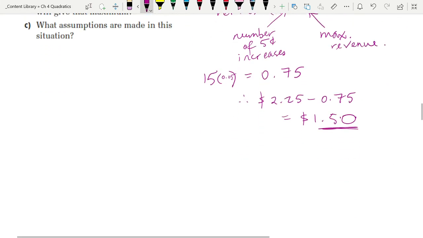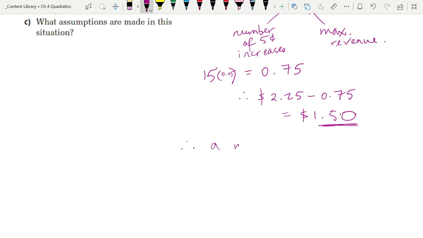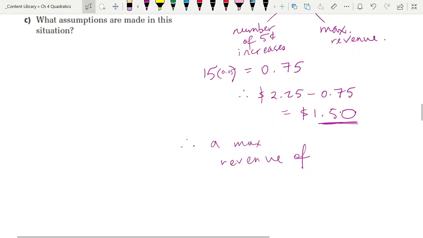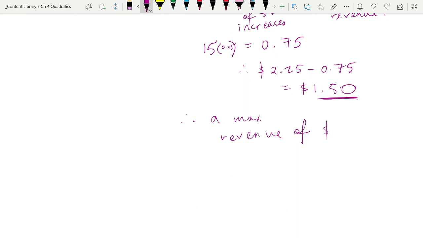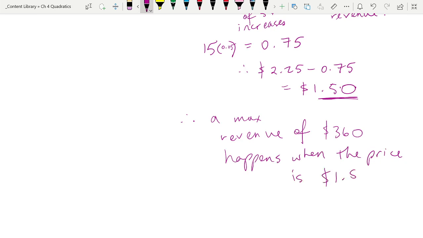So therefore, a maximum revenue of, what was the revenue again? $360 happens when the price is $1.50 per, I've already forgotten what we're buying here. Energy bar. There we go. All right, so there we go.